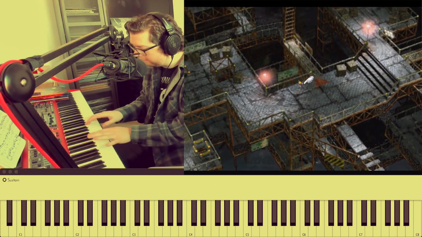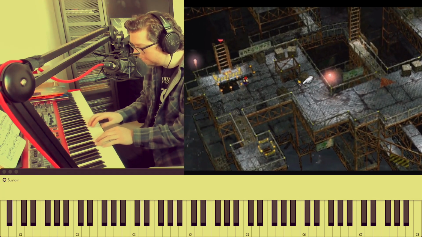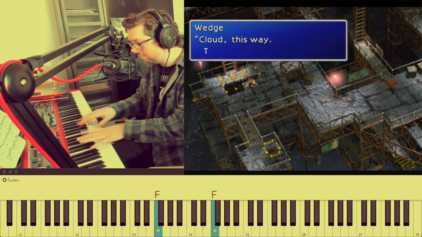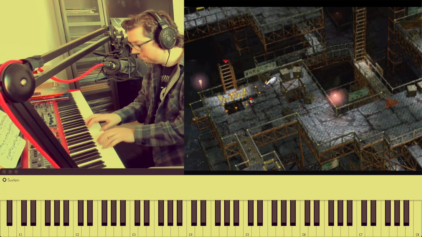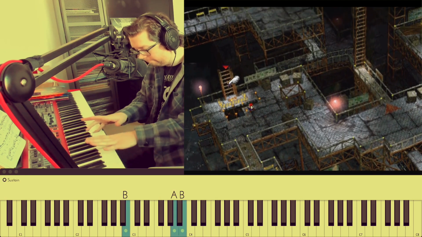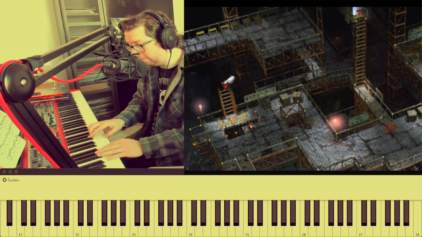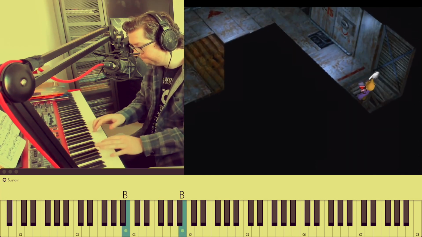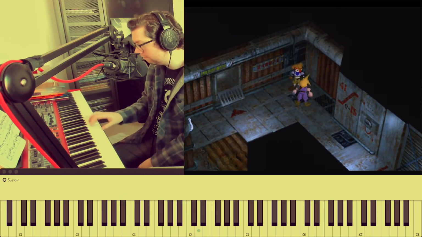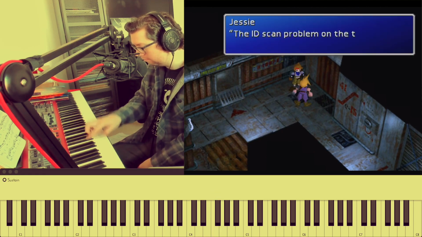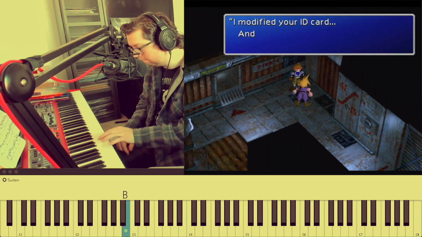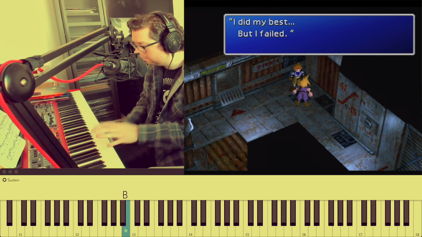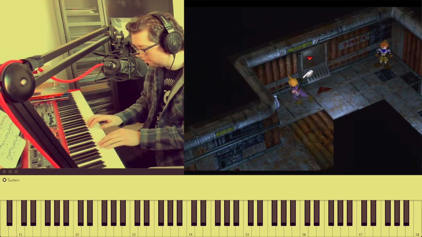That flat 5 resolving upwards into the 5th. Then going down to the 5th and coming back up to the root note. And everything in octaves. So obviously octaves makes it sound a lot stronger.